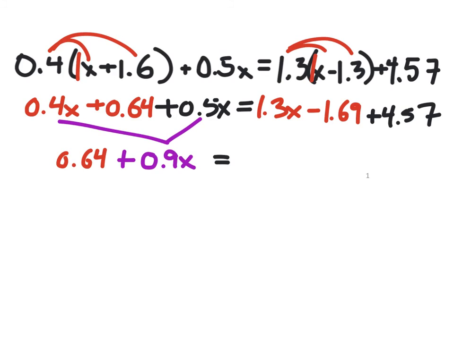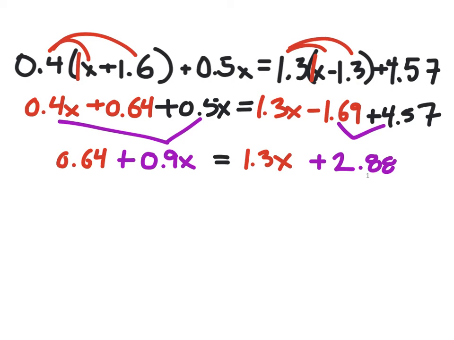And this is going to equal, yeah, we got some stuff we can combine there with these like terms, the constants. That's a negative 1.69 plus 4.57 right there, which is positive 2.88. Positive right there. So we got 1.3x plus 2.88.